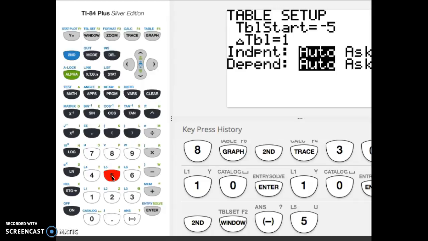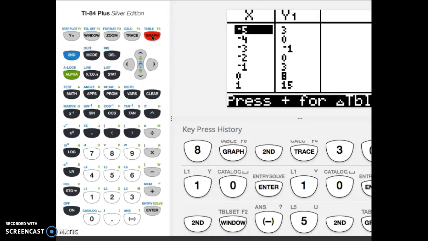The next thing I'm going to do is actually go to my table. So I'm going to hit second and graph, because above graph you can see it has table written in blue. And that fills in my table for me.